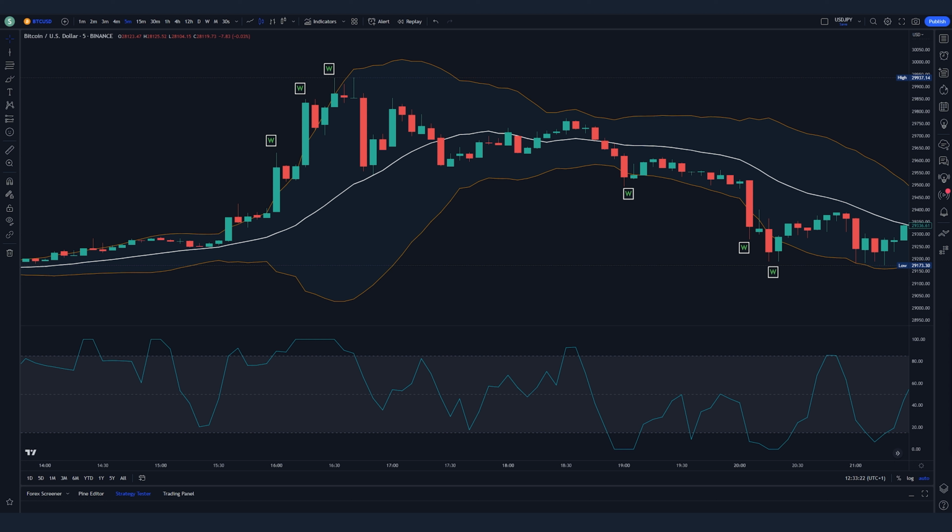First, I'm going to show you the strategy and explain the logic, and after that I'm going to show you all the settings and how you can apply it on the charts.